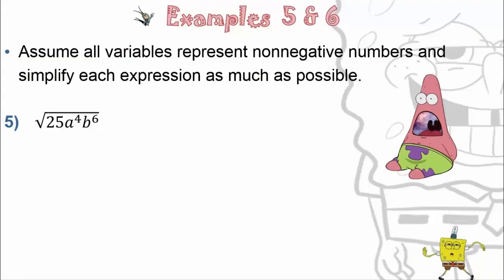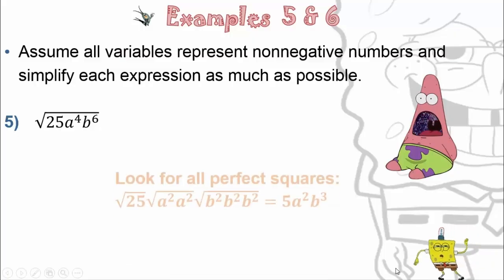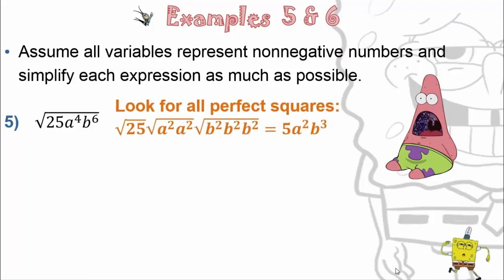So let us review what we just did on the whiteboard. We looked at all the perfect squares and broke them into their parts, the square root of 25, and we put the a's under another radical sign, we put the b's under another radical sign, and we broke them up into their perfect squares, and we found that we had 5a squared b cubed.